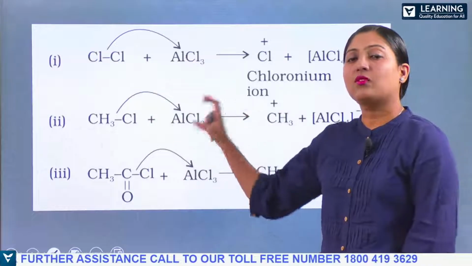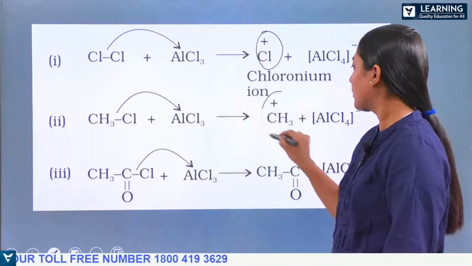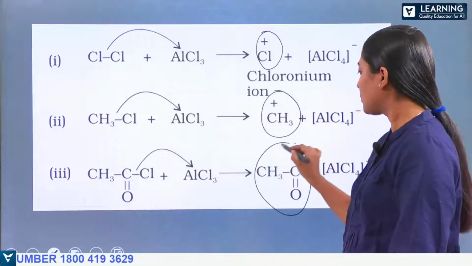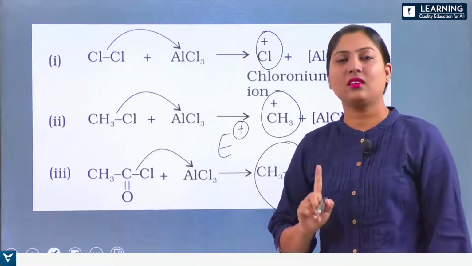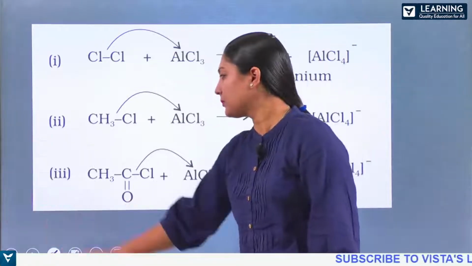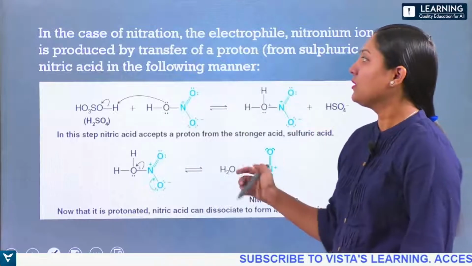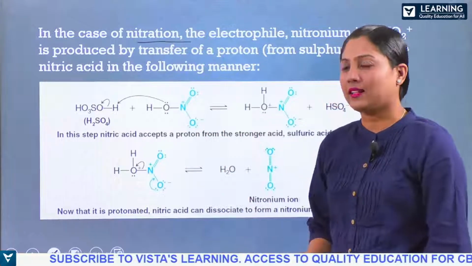So that is the formation of electrophiles. These are the electrophiles, which we generally write as E plus. So we are generating the electrophile in the first step. What happens in the next step? We'll just take an example of nitration for formation of the electrophile.